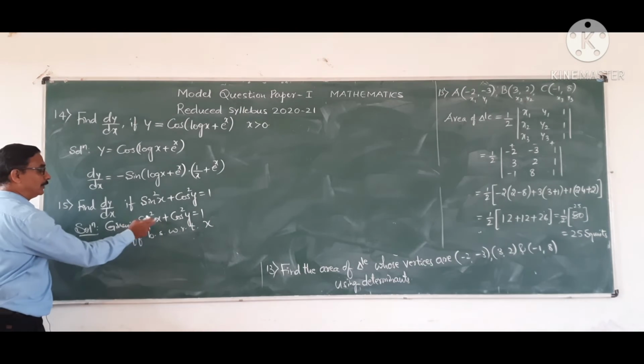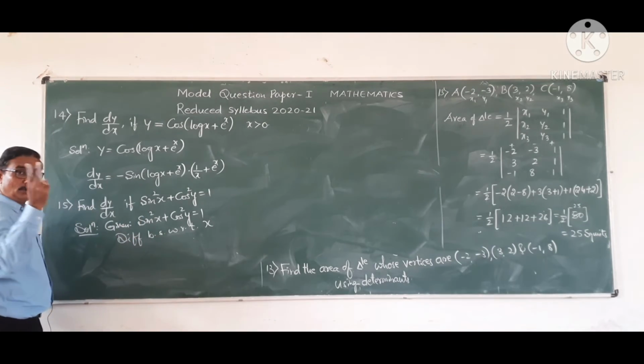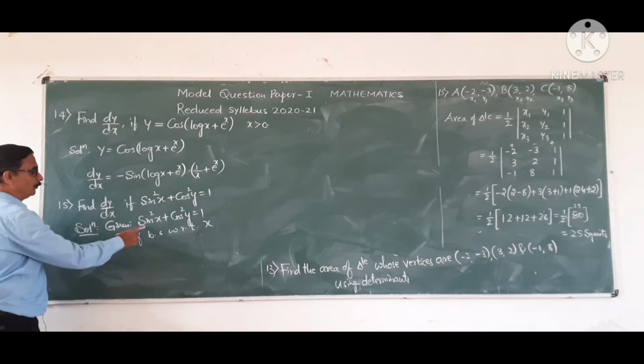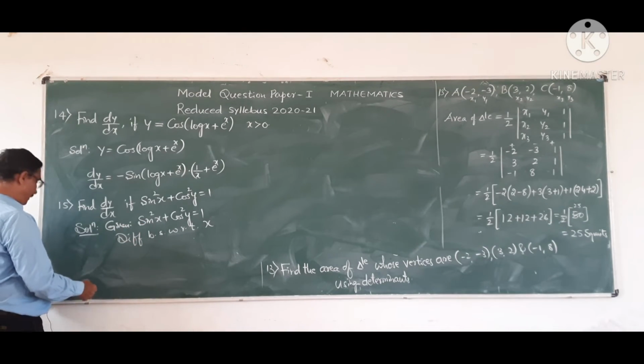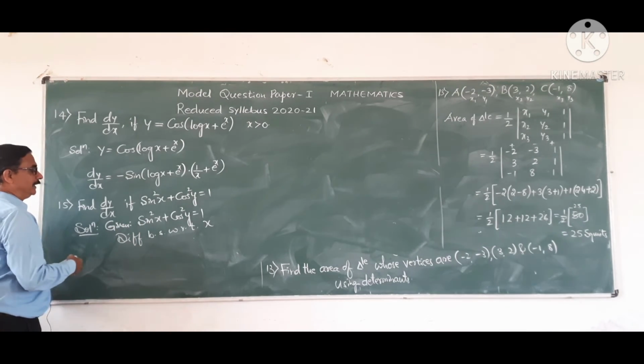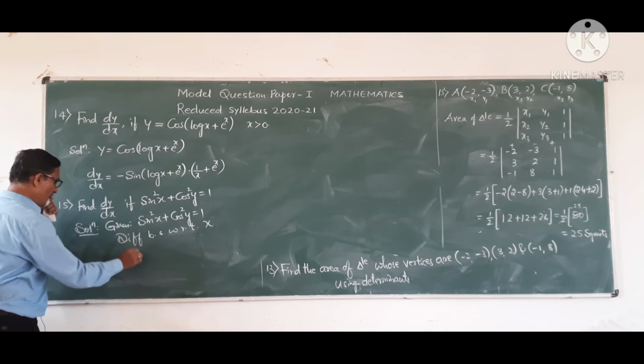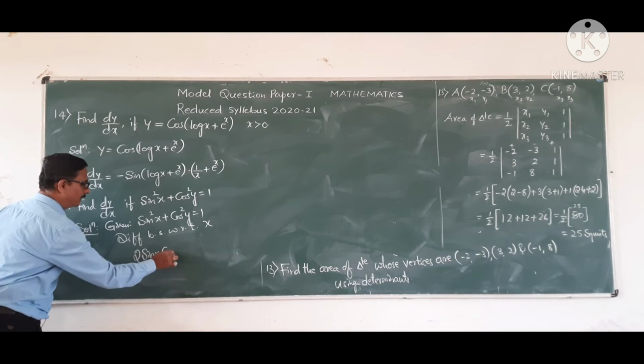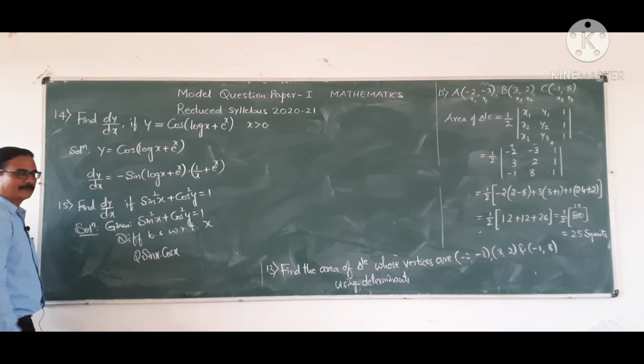Derivative of sin square x. How many friends? 2 friends. First friend power 2, second friend sine. Now first you have to differentiate the power 2. What is the derivative of sin square? It is in the form capital X square. Derivative of sin square is 2 sin x into another friend, derivative of sin x is cos x.